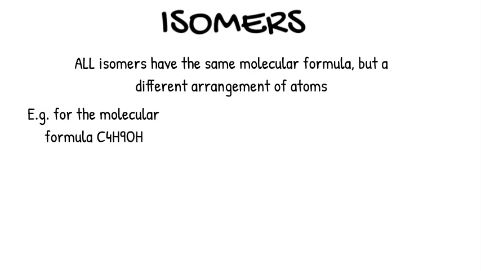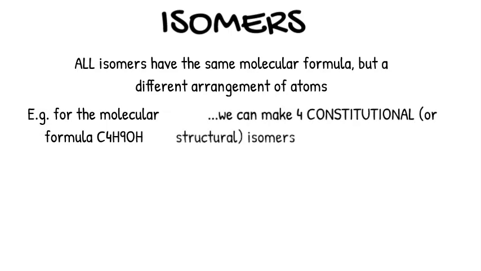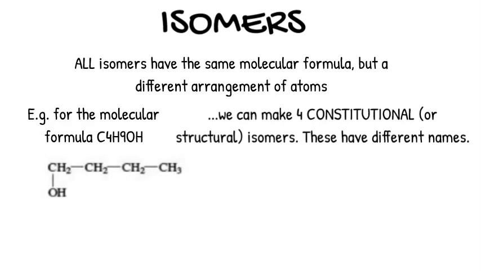Looking at C4H9OH, we can make 4 different isomers. When we're looking at isomers, I tend to start off with straight chain. So here is 4 carbons in a row, and then I put the functional group, in this case the OH, on the end. So the first isomer is butan-1-ol. I then move the functional group onto the second carbon, making butan-2-ol. I can't move it onto the third carbon because that would also be butan-2-ol.